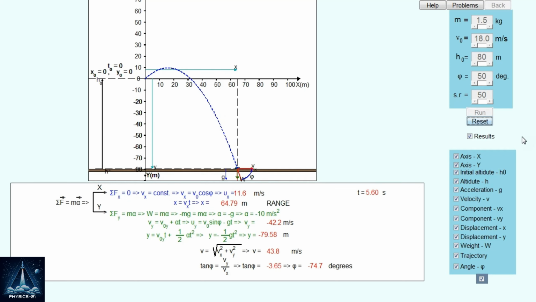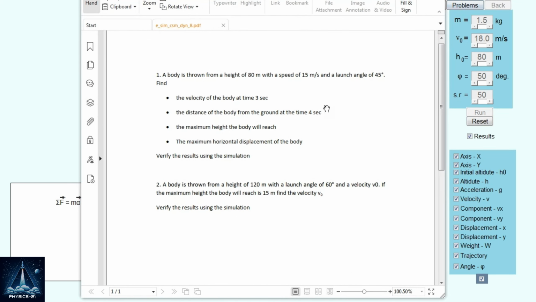Finally, in the problems option, representative problems on projectile motion are suggested. You can solve the problems and verify the correctness of the results using the simulation.